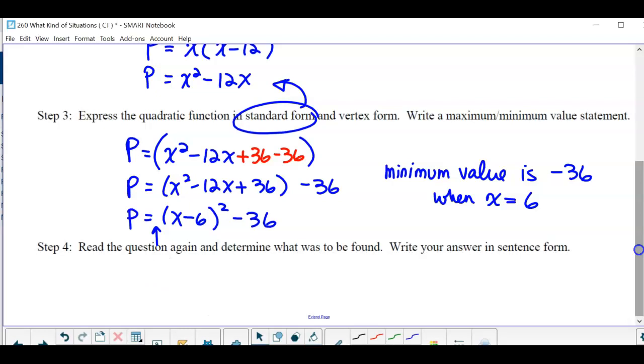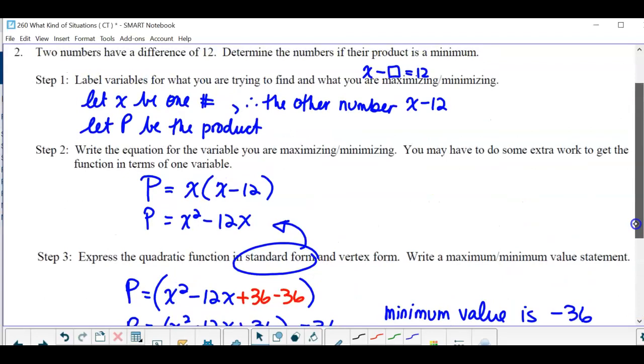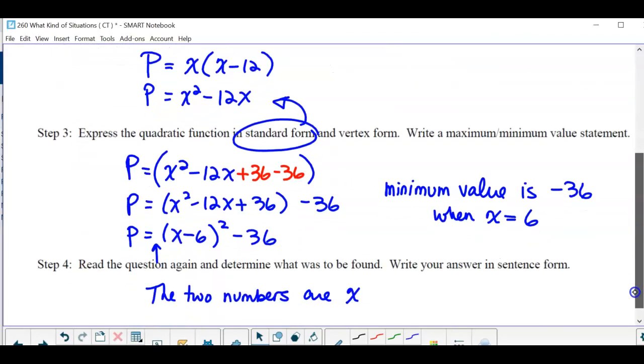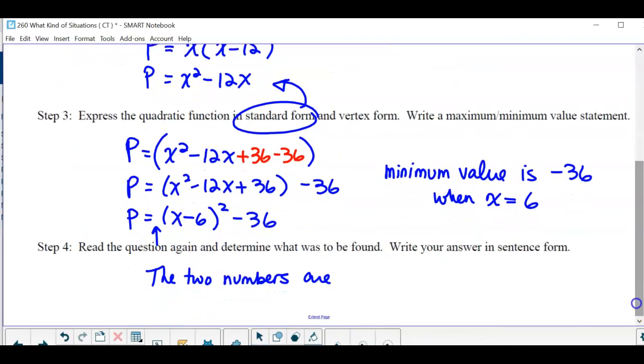start again. The two numbers are, so one is X, then we put it back into our other statement. The other one is 6 minus 12. Oh, so I meant to say 6 here. And 6 minus 12 is negative 6. If you multiply those together, you get negative 36, which is what you said was the minimum.